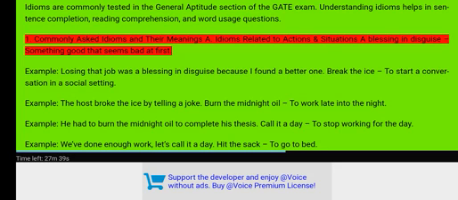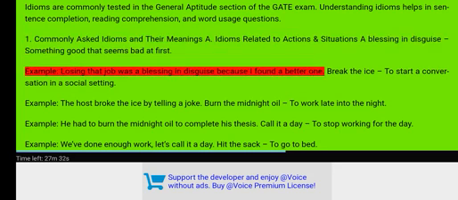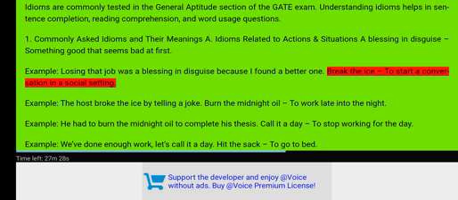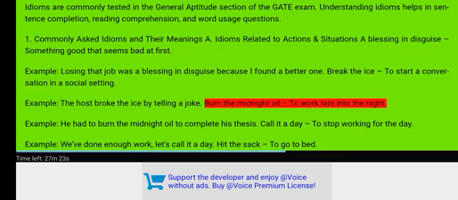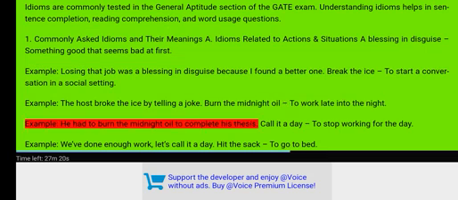A blessing in disguise: something good that seems bad at first. Example: losing the job was a blessing in disguise because I found a better one. Break the ice: to start a conversation in a social setting. Example: the host broke the ice by telling a joke. Burn the midnight oil: to work late into the night. Example: he had to burn the midnight oil to complete his thesis.